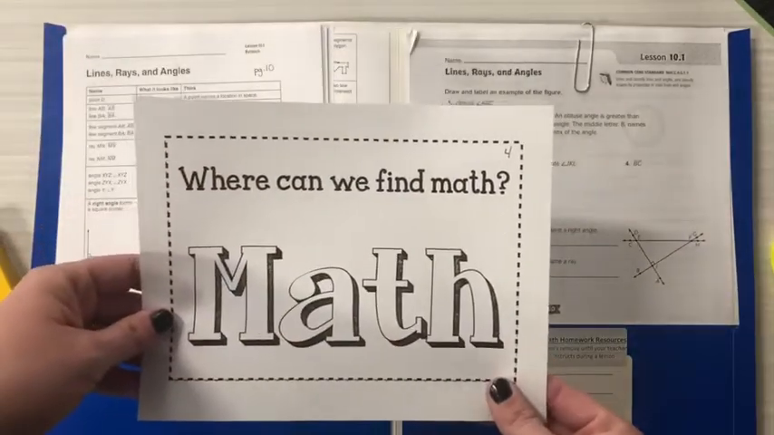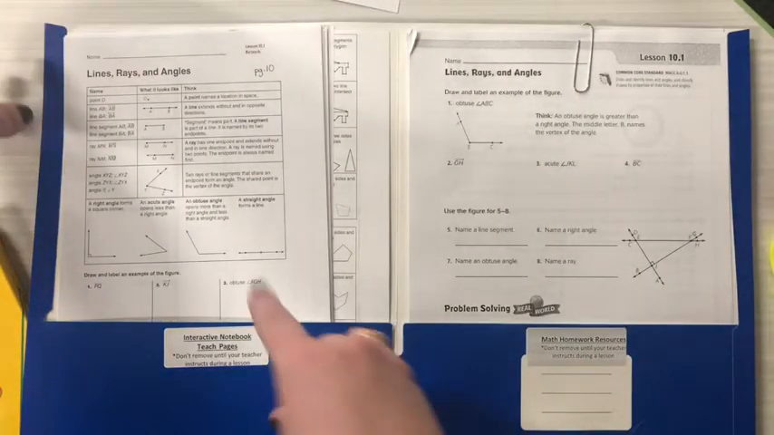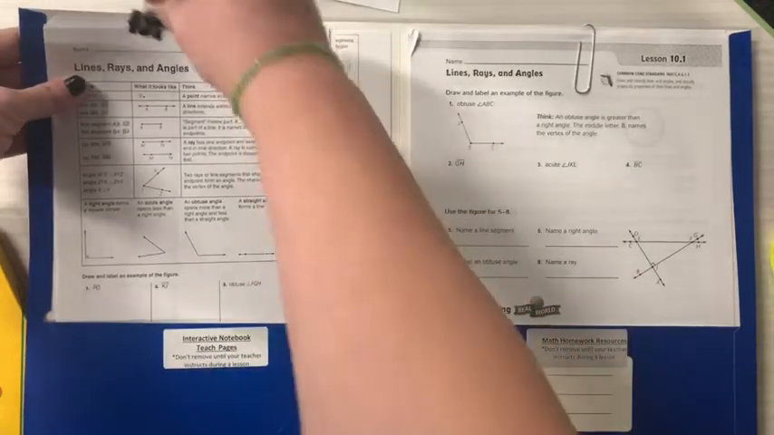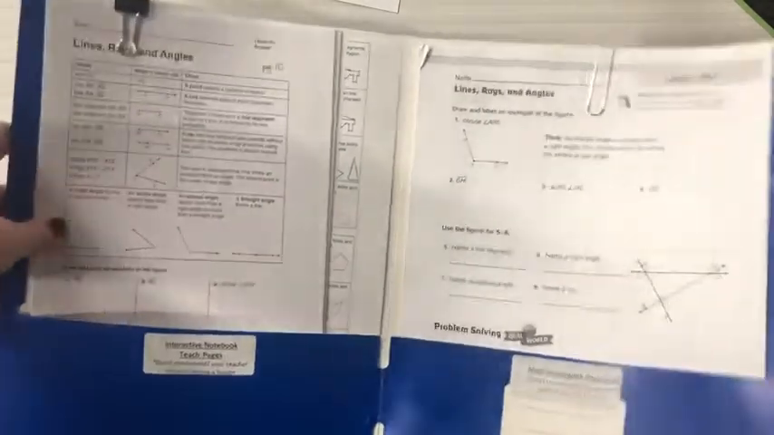And the last one is where can we find math? You are only taking out those 4 sheets. Everything else needs to remain in there. So I'm taking my black clip, clipping those pages back to my folder, closing my folder that's in your anchor binder, and moving away from my workspace.